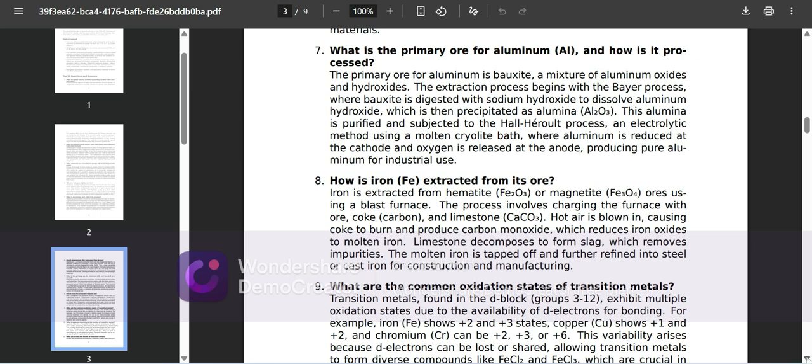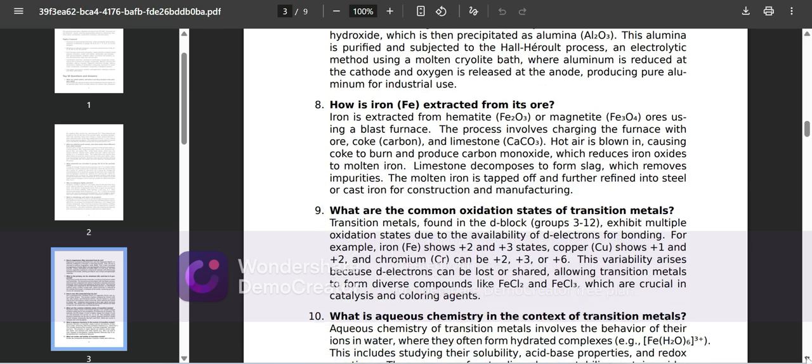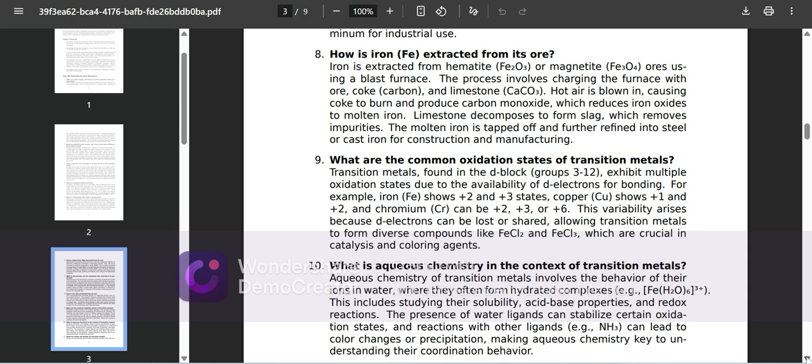The process involves charging the furnace with ore, coke, carbon, and limestone CaCO3. Hot air is blown in, causing coke to burn and produce carbon monoxide, which reduces iron oxide to molten iron. Limestone decomposes to form slag, which removes impurities.